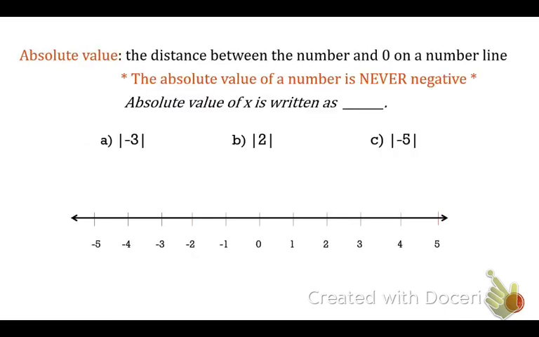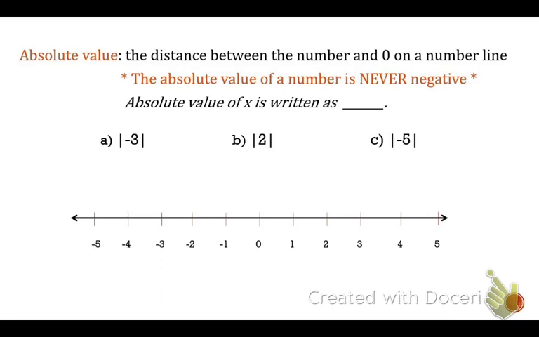Write this down for me. The word that we're looking at here is absolute value. That's like the video that I just showed to you, okay? It's the distance between the number and 0 on a number line. Read me what it says there in the red. The absolute value of a number is never negative. So it can never be negative. Here's why. It's just telling you how far away it is from 0 on a number line, okay?